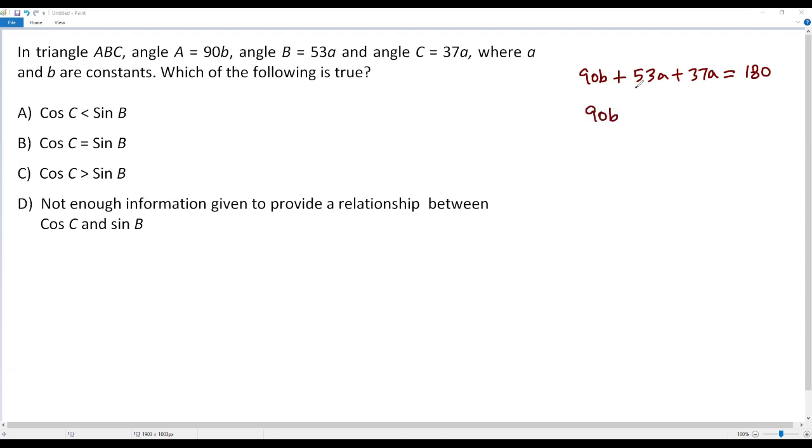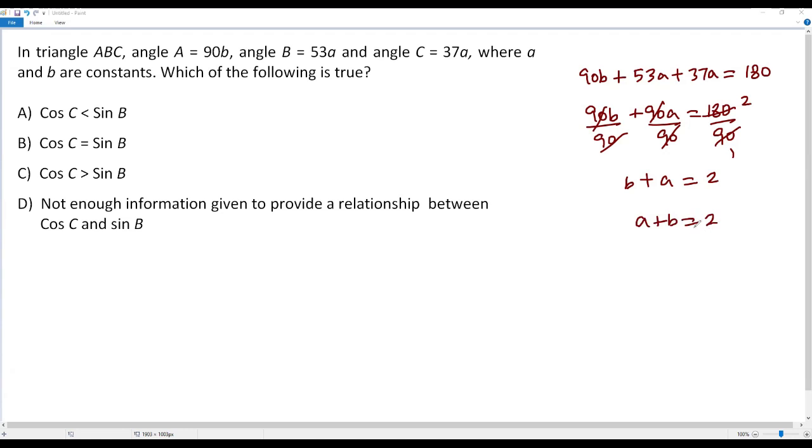90b, when I combine this 53a and 37a, I am getting 90a equals 180. Okay, here each term is a multiple of 90, so we can divide all the terms of this equation by 90 to make the numbers smaller. Then 90 will cancel, 90 goes into 90 one time and 90 goes into 180 two times. Then I'm getting b plus a equals 2, or the same equation can be written as a plus b equals 2.